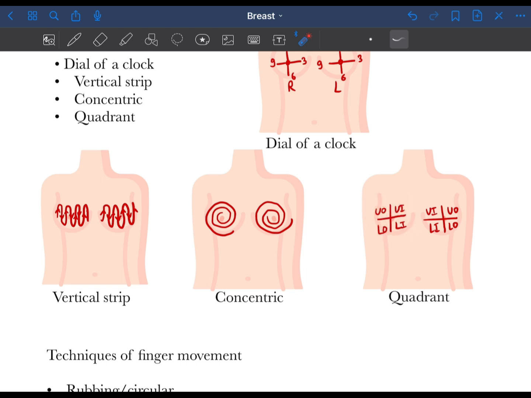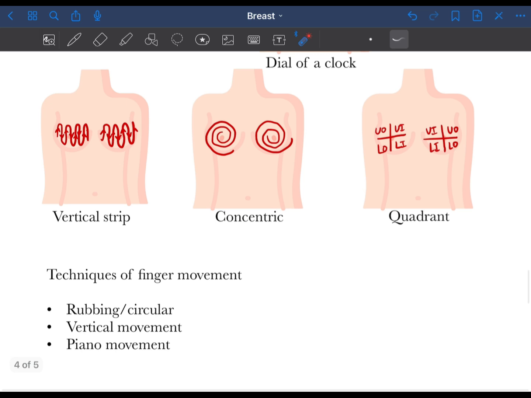One thing we should remember is that the upper outer quadrant is the most common site for any breast disease, because the upper outer quadrant contains the maximum number of terminal duct lobular units. The terminal duct lobular unit is significant because this is the most hormone-sensitive part of the breast, and the maximum number of terminal duct lobular units is present in the upper outer quadrant. So this is an important thing to remember.